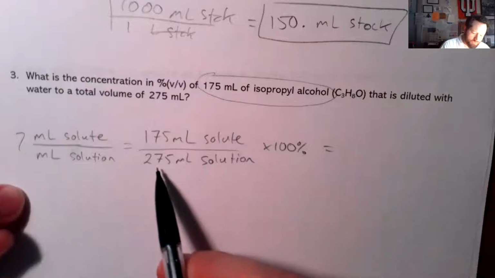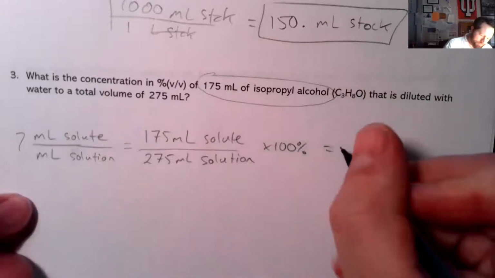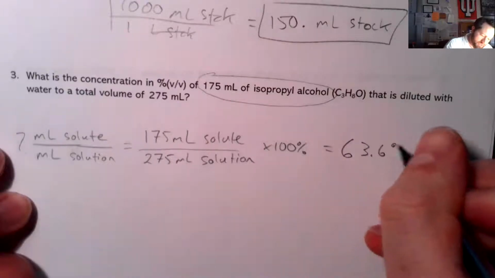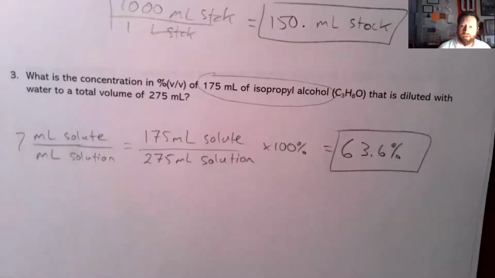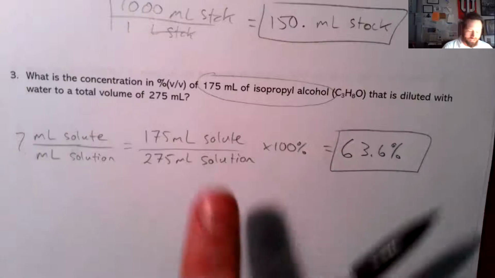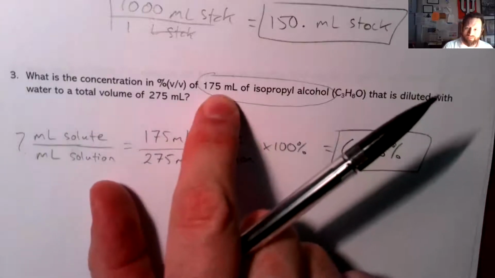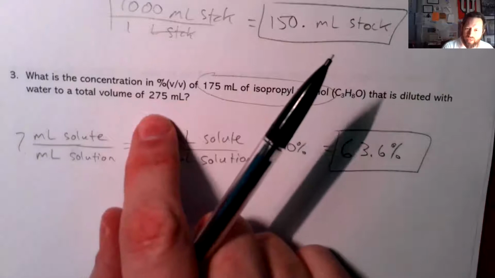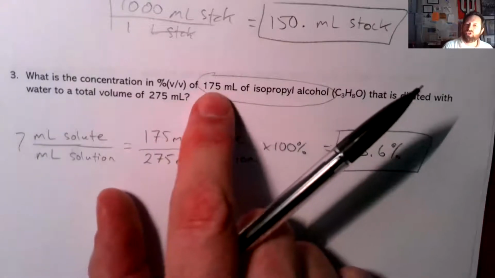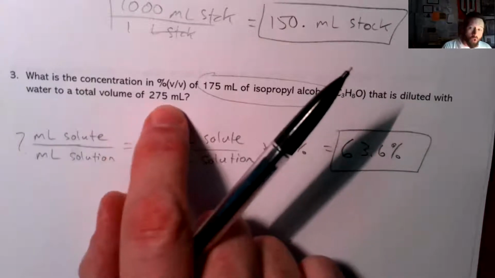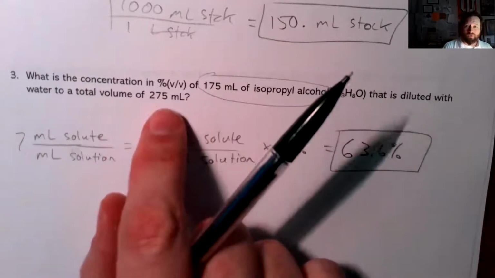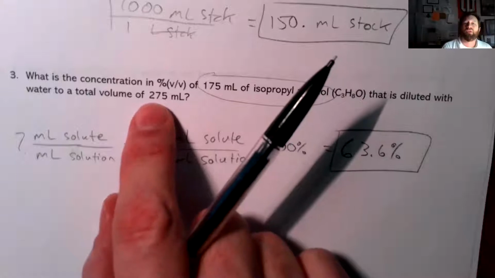Three significant digits. I got 63.6%. Now, I'll be honest with you. Technically, there is more alcohol than there is water. We can all kind of do that math in our head. If we have 175 milliliters of alcohol and 275 total milliliters, that means we have 100 milliliters of water.